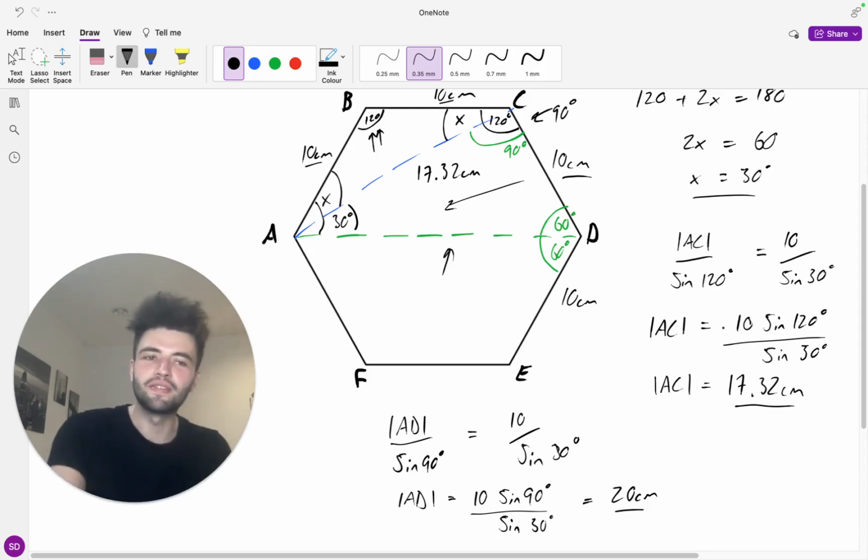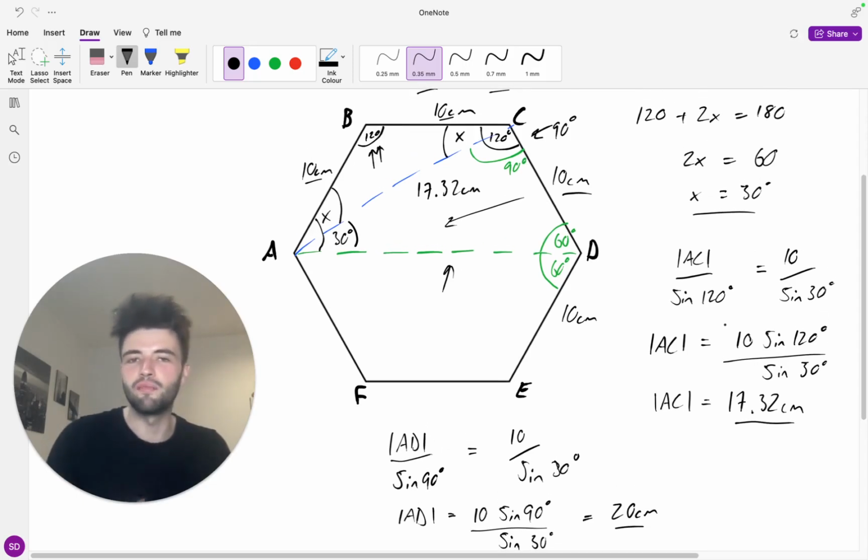I realize there's a lot going on in our diagram here, so hopefully this all made sense. Basically, we're just using the sine rule to find the length of AC, and then using the angles and once again the sine rule to find the length of AD here. And so that's going to be it for this question.